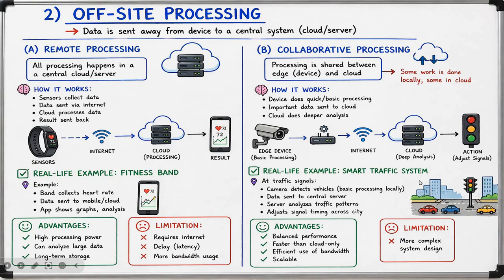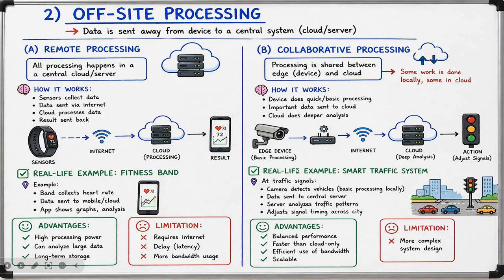So here one real-time example is a smart traffic system. So now here you can see at the traffic signals, the camera will detect the vehicle. That is the basic processing locally, and the cameras identify the vehicles and count the traffic at the signals, and quick decisions like signal switching can happen locally.